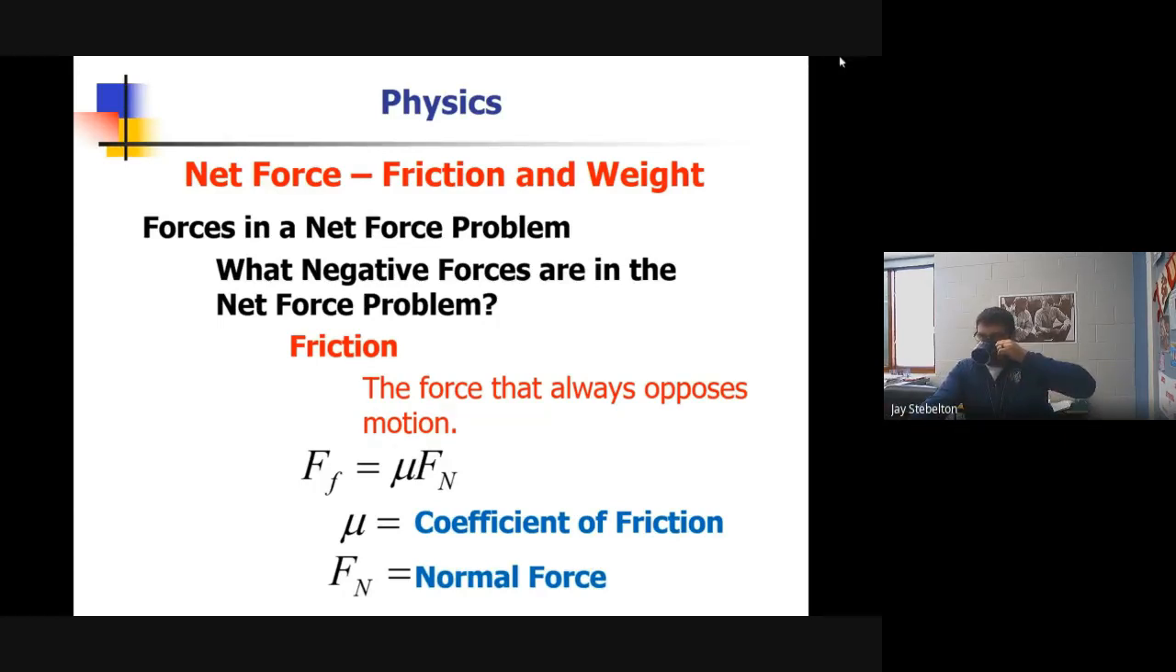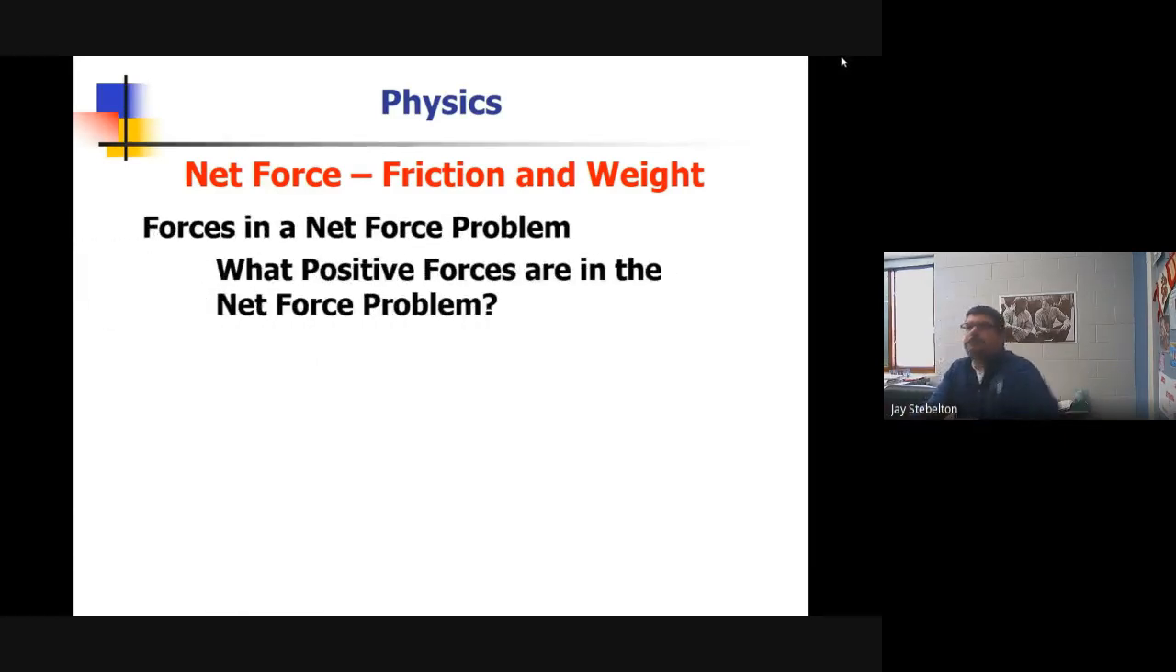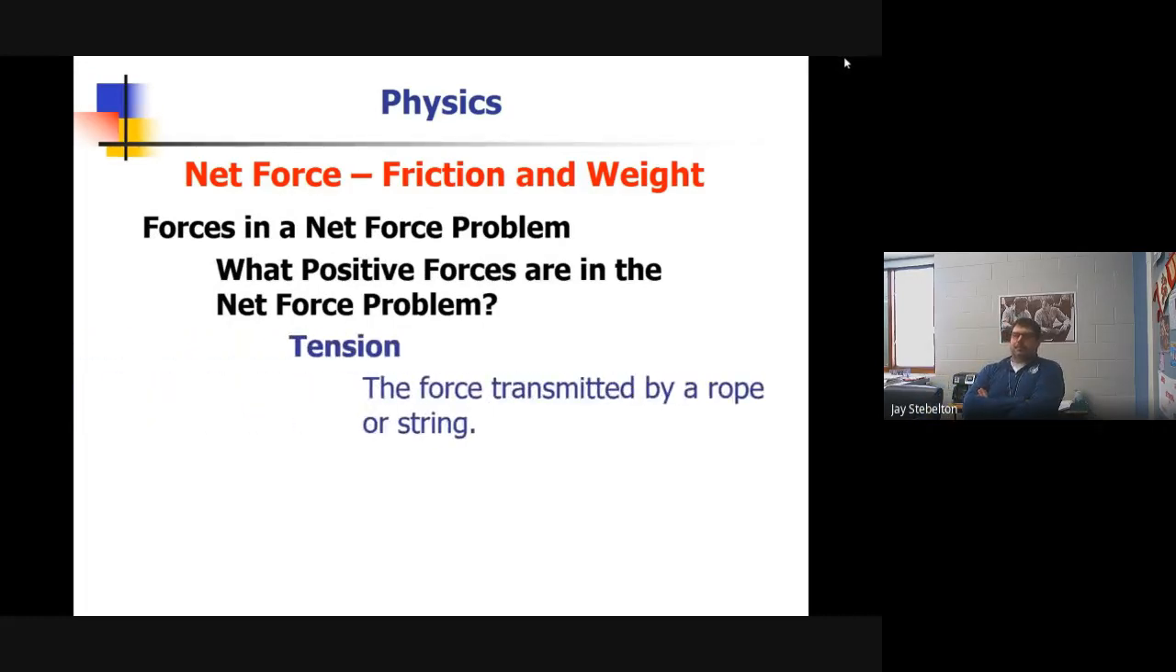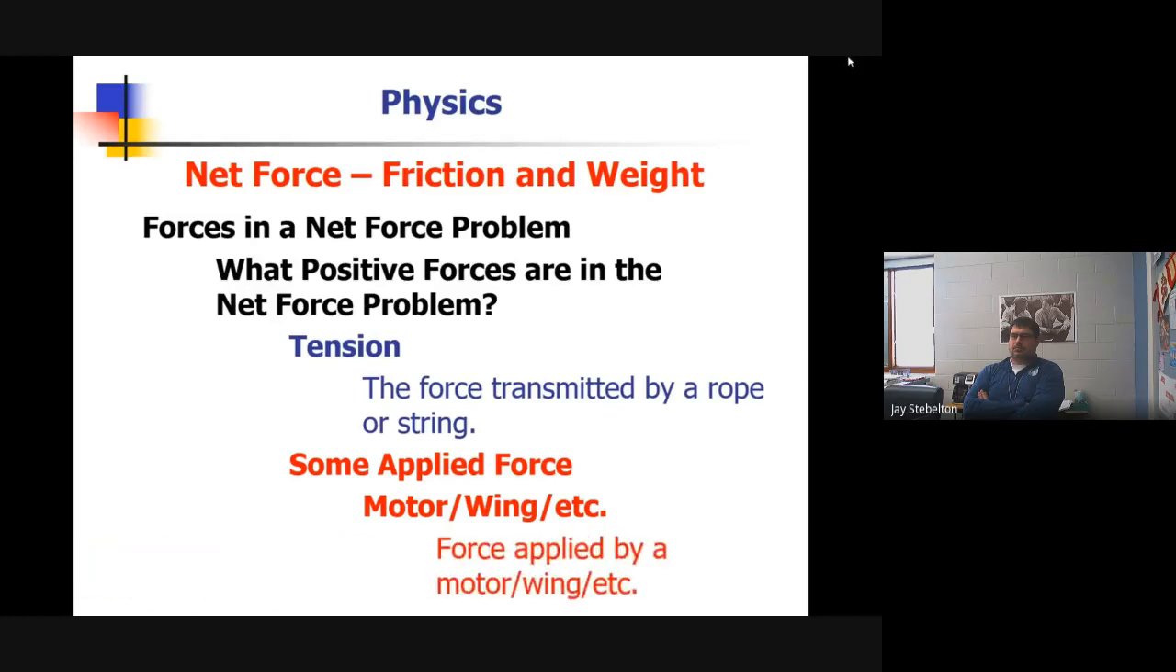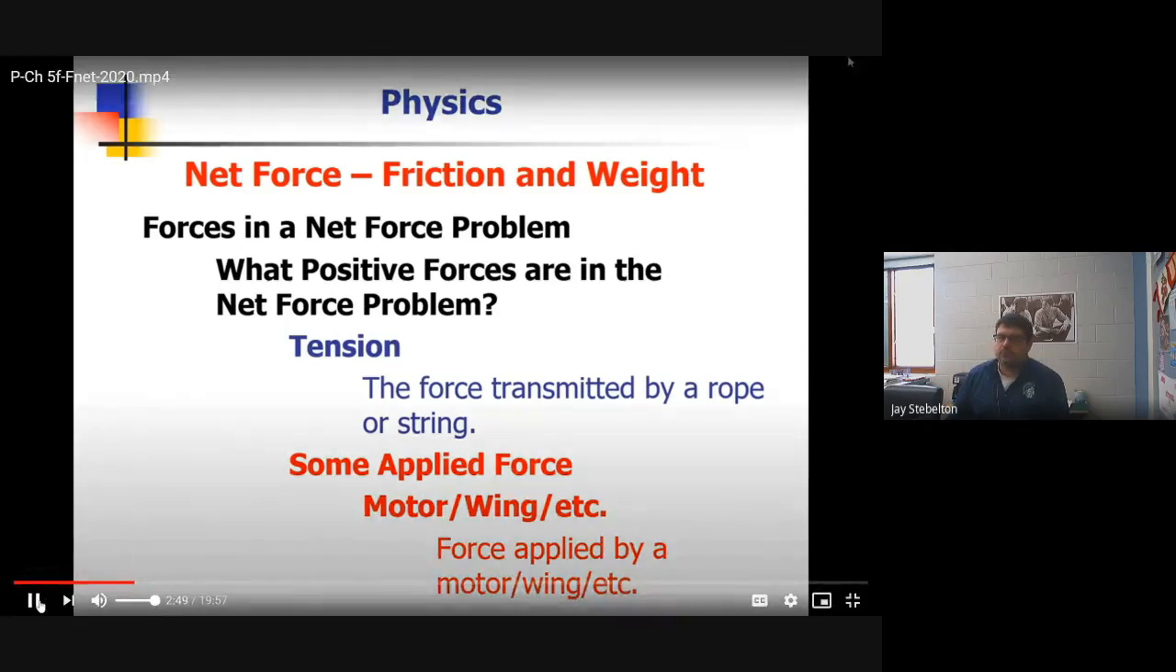So other forces that appear in net force problems, positive forces like tension, the force transmitted by a rope, chain, cable, or string pulling something upwards. Other applied forces, which can literally be pretty much anything else they can think of. The force of a rocket motor, the force of the airplane wings, the force of engine bolts holding an engine into a car. So the force applied by any of those is positive because they are fighting against weight.